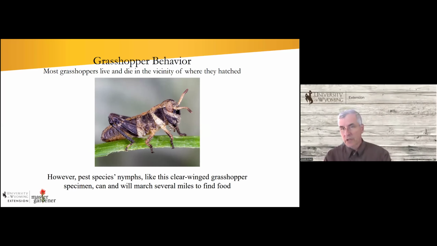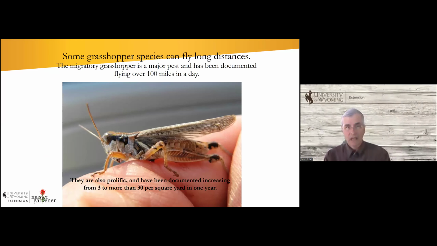Another reason why it's important to know what you're dealing with is grasshopper behavior. Now, most grasshoppers live and die in the vicinity where they hatch, but some of the major pests can move fairly long distances, even as nymphs. So this is the clear-winged grasshopper, their first instar, very distinctly marked. After they've eaten all the grass in the area where they hatch, they can start marching, and they'll march en masse and go several miles to find food. Other species, once they reach adulthood, can fly long distances.